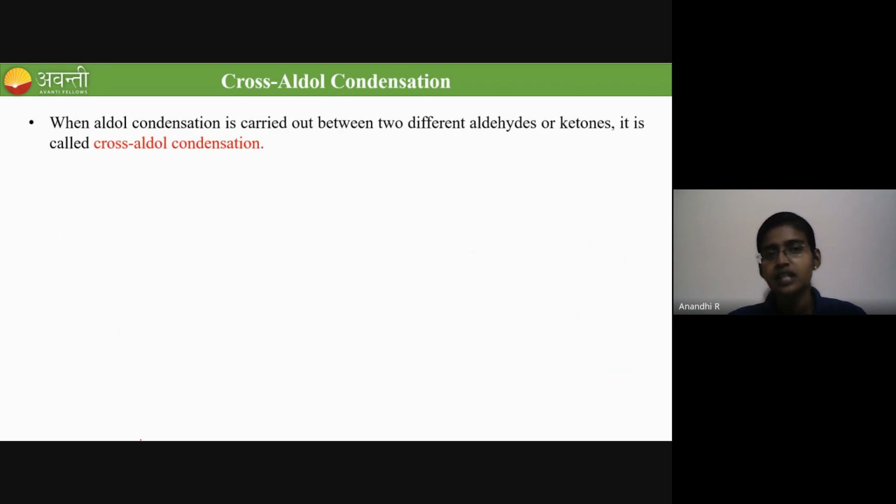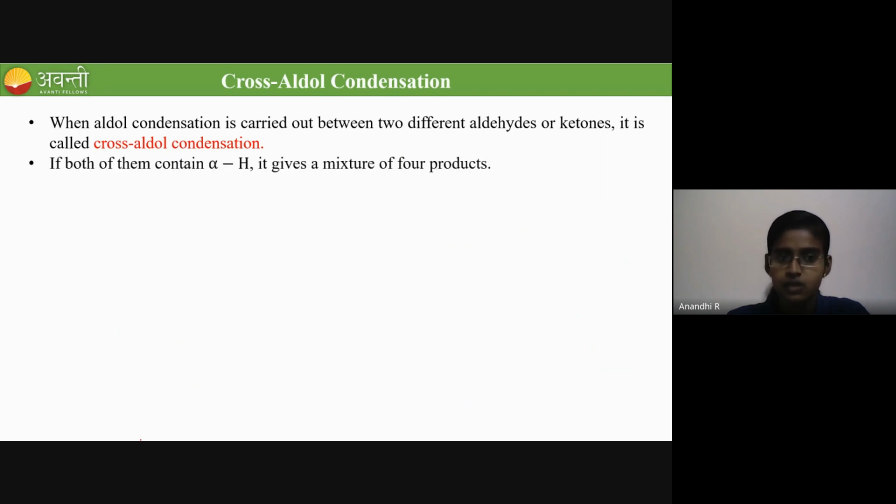When aldol condensation is carried out between two different aldehydes or ketones, it is called cross-aldol. In the previous reaction, I took 2 moles of the same aldehyde or 2 moles of the same ketone. But if you take two different aldehydes, that is, one ethanol and one propanol, they are different aldehydes, no? In that case, we arrive at the cross-aldol condensation product. If both of the aldehydes or both of the ketones contain alpha hydrogen, then the system gives 4 products. Let us see those 4 products.